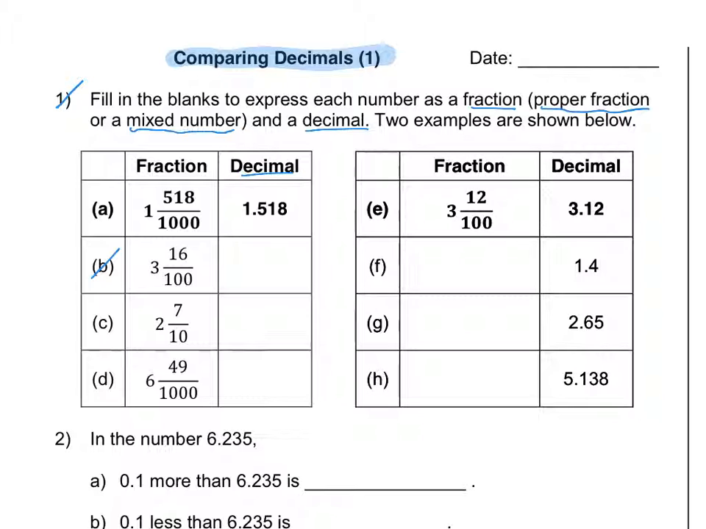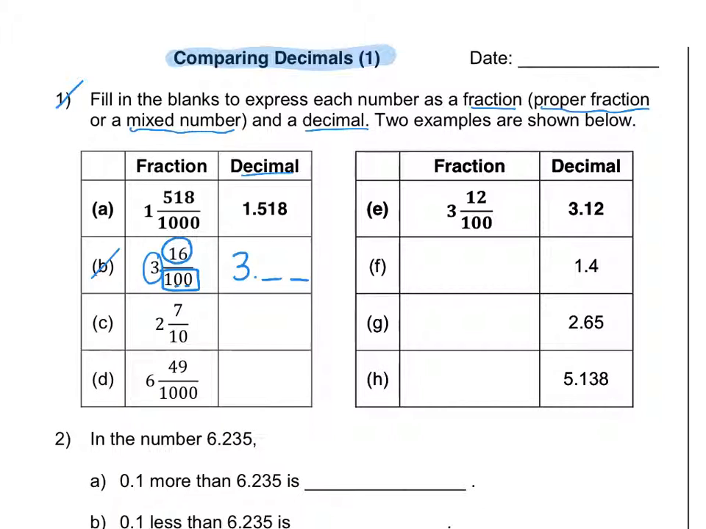Okay, so how do we do that? First, we have the whole. We look at the whole, so it is a 3 point something. To decide how many decimal places there are, we look at the denominator. It is out of 100, so how many decimal places should there be? How many zeros? There are 2 zeros, so there should be 2 decimal places. Then now, what are the numbers in these 2 decimal places? We look at the numerator. There should be 16 hundredths.